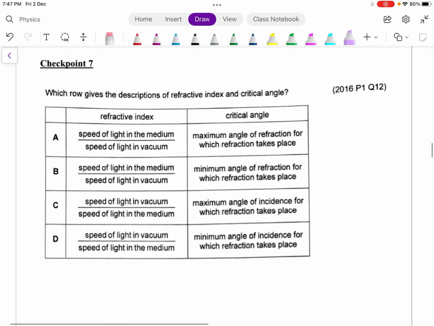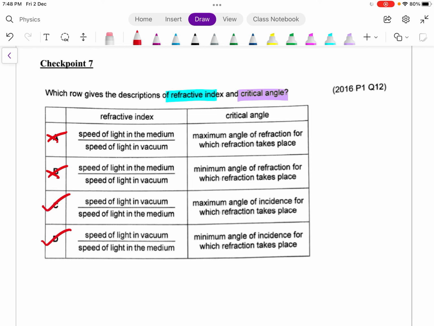Now I move on to checkpoint 7. It's a 2016 O-level question. Which row shows the description of the refractive index and the critical angle? So what is refractive index? Refractive index is the speed of light in vacuum over the speed of light in the medium. It's actually a ratio or a fraction. On the top, the speed must be greater. At the bottom, the speed must be slower. So if you look, A is wrong. B is also wrong. Okay, C seems fine.